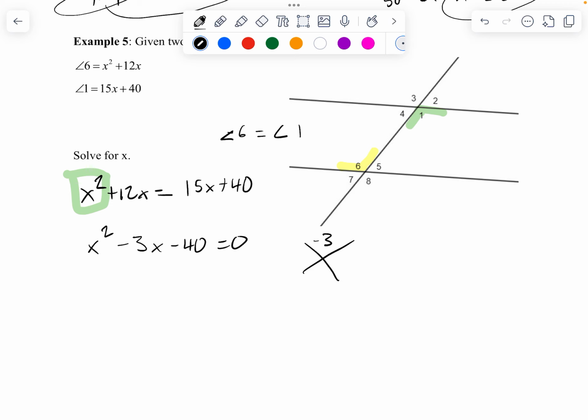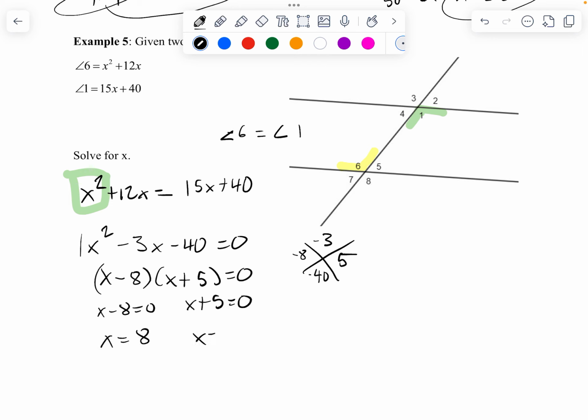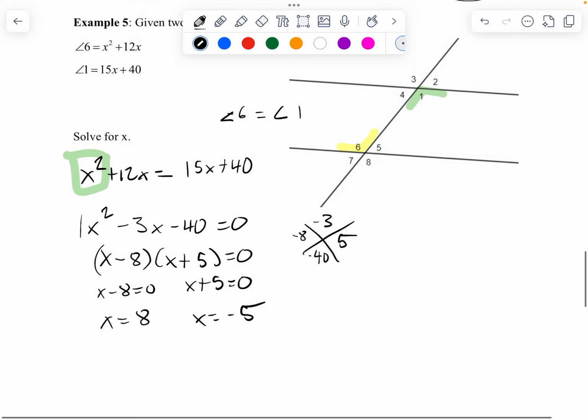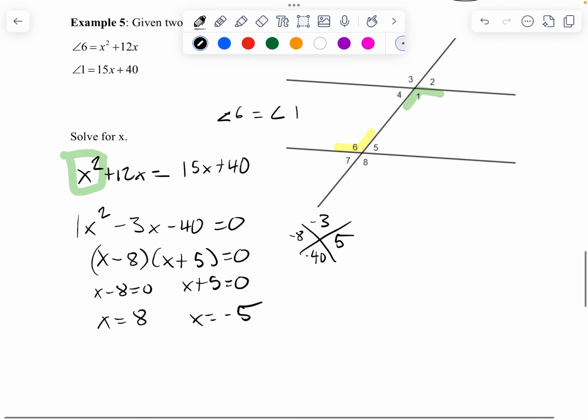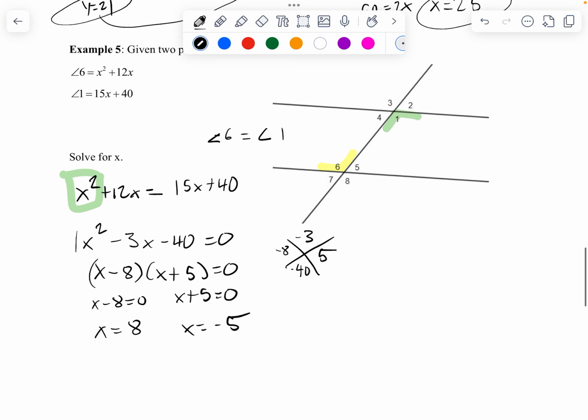So what adds to negative 3 but multiplies to negative 40? That's negative 8 and positive 5. You have a leading coefficient of 1, which tells you can go straight to your parentheses. All right, set those mini equations to 0. And x equals 8, and x equals negative 5. So with those two solutions, the only thing you need to double check is to make sure these answers work.